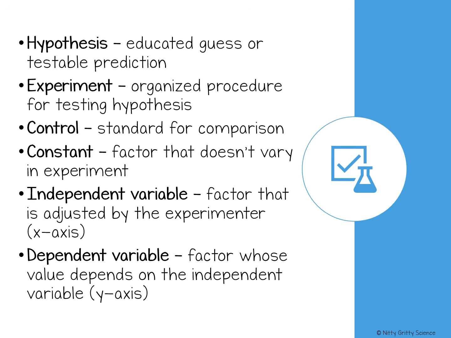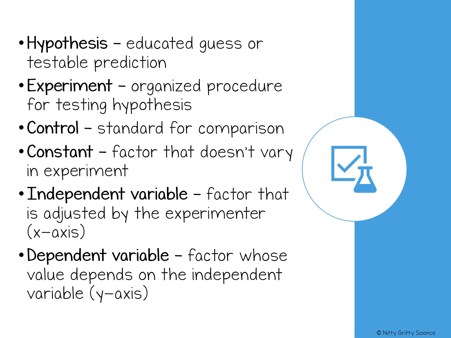This means that the variable controlled by you is called the independent variable. A dependent variable is the factor being measured. So in the case of the cricket chirps, the variable you will change is the temperature. The factor, or the dependent variable being measured, will be the number of chirps by the cricket.